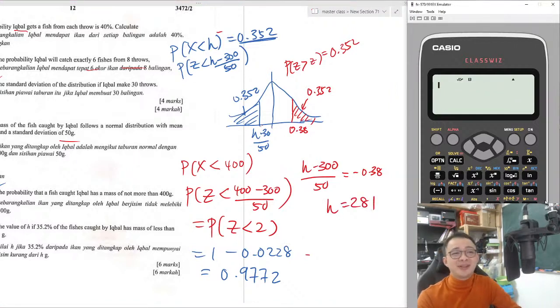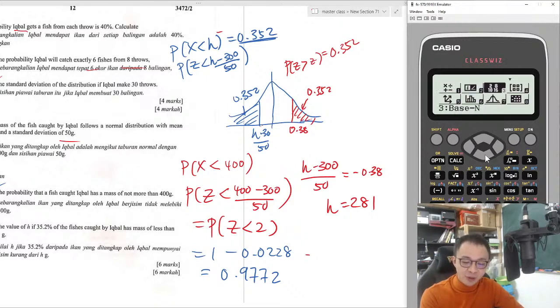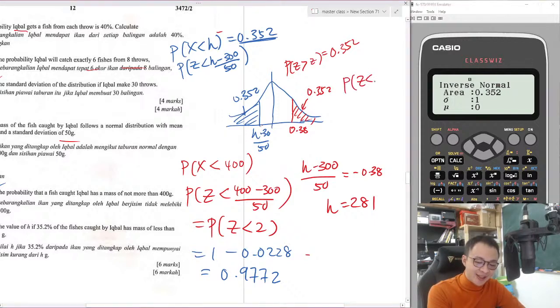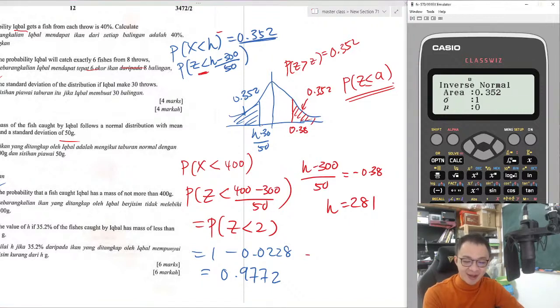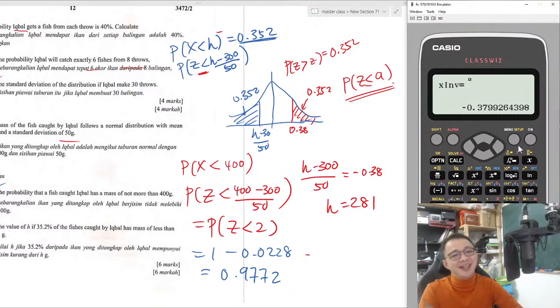But if I want to use a calculator to find the Z value, I can do that. I can go to menu, go to 7, and look for inverse normal, number 3 here. And then my area will be 0.352. Because this calculator automatically uses Z less than or equal to A already, this is exactly the sign I want. So I don't need to change anything. I will just type enter, and the calculator will tell me negative 0.38. So I can straight away get it from here. But if you are using this calculator function and the sign is bigger, then it's a different story.